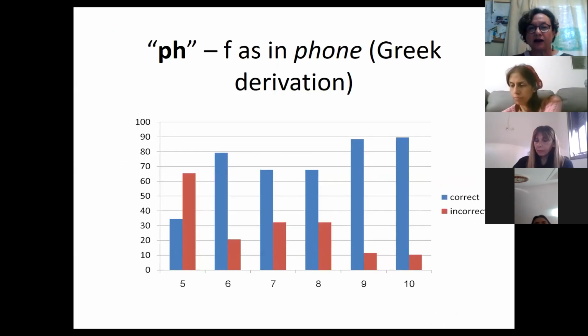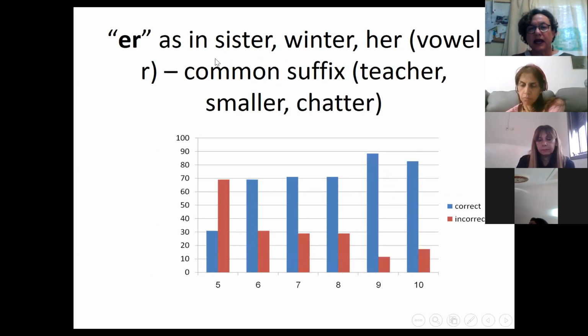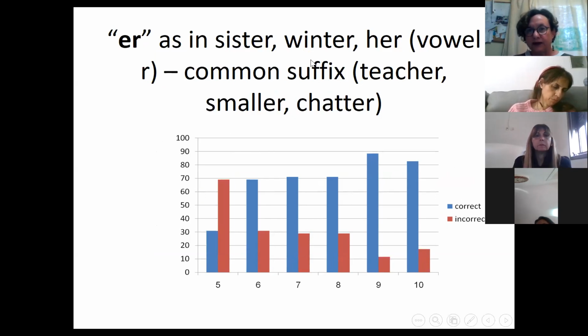PH, this is another consonant digraph, and it makes the f sound, as we know, it's of Greek origin, and again, 5th graders struggled with this. And here's another vowel R syllable, the ER. We've got AR, ER, OR, UR, and IR. And again, if you see that children are struggling with this, you might want to teach it.